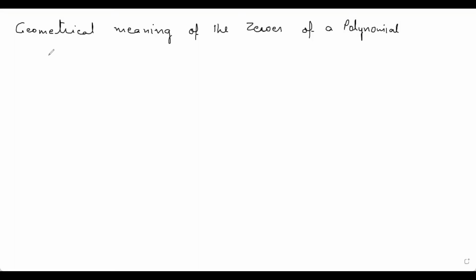In this video, I am going to explain the geometrical meaning of the zeros of a linear polynomial as well as a quadratic polynomial. Now, ax plus b, where a is not equal to 0, is a linear polynomial. A polynomial of degree 1 is a linear polynomial. Why do we write a is not equal to 0? Because if a is 0, then this becomes 0, and this is a constant polynomial. So ax plus b, where a is not equal to 0, is a linear polynomial.